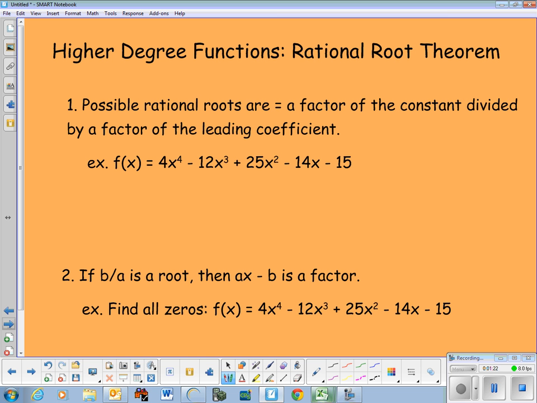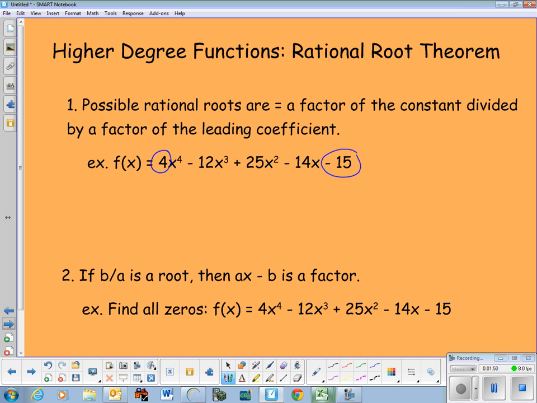All possibilities for real rational roots are some factor of the constant, in this case, -15, and the negative doesn't really matter here, divided by some factor of 4. All right, that's what it means. I just tried to express it as simply as I could. A factor of the constant divided by a factor of the leading coefficient. So you'll get a question that might say, list all possible rational roots.